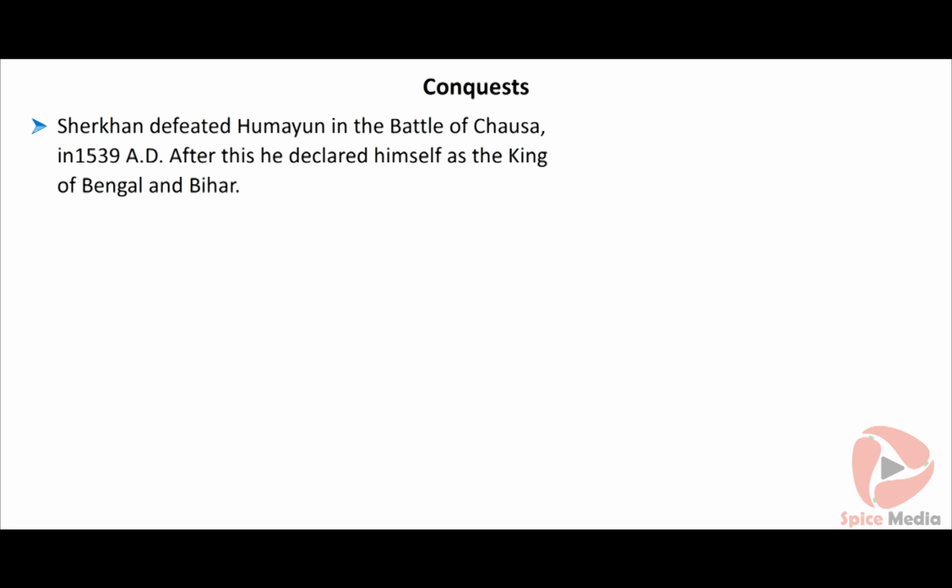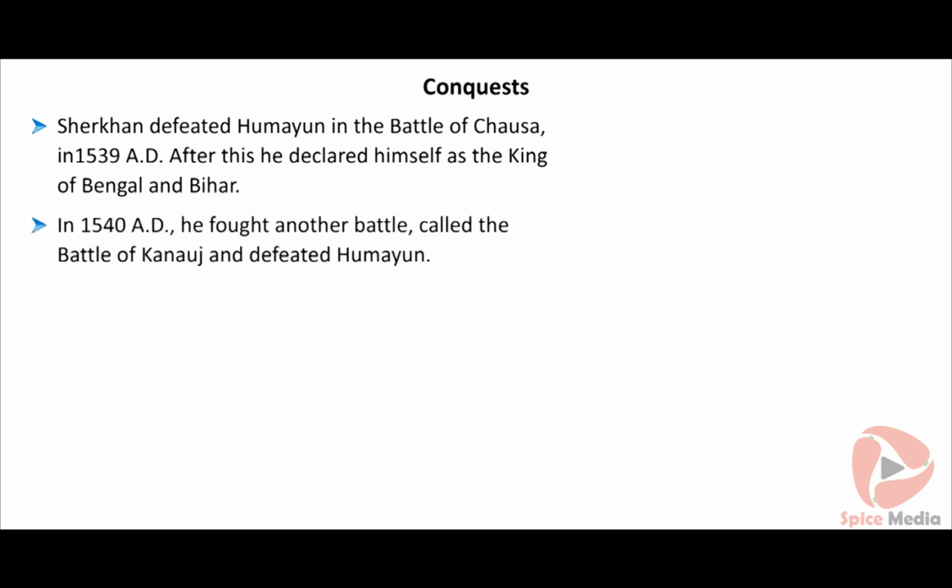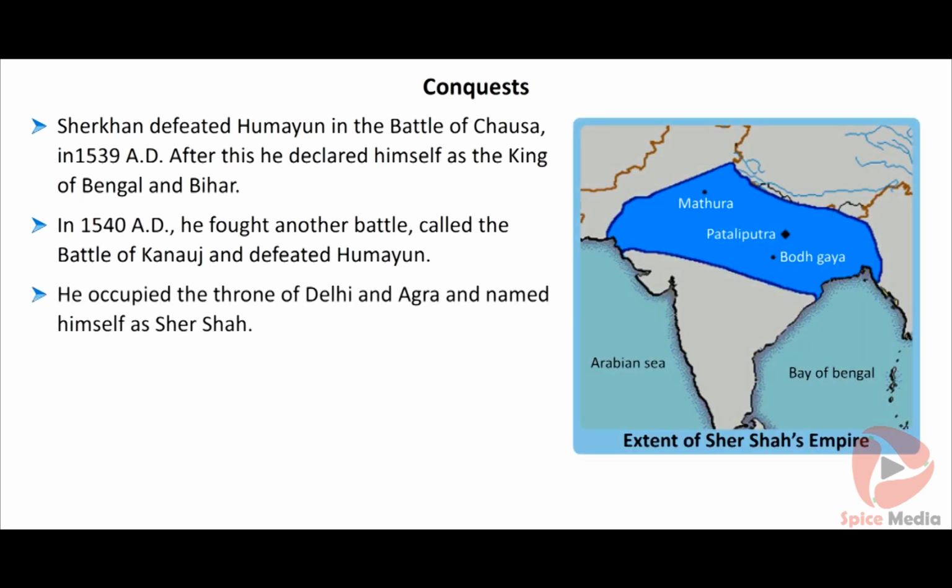He was ambitious to capture the throne of Delhi. So, in 1540 AD, he fought another battle with Humayun called the Battle of Kannauj and defeated him. He now occupied the throne of Delhi and Agra and named himself as Sher Shah.